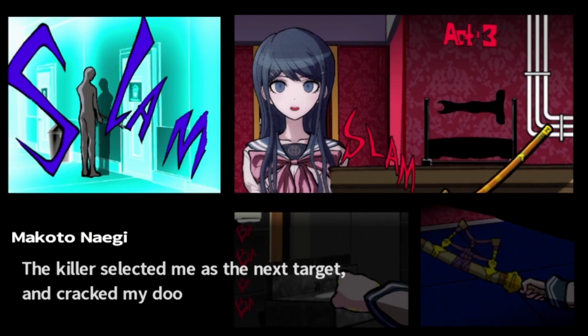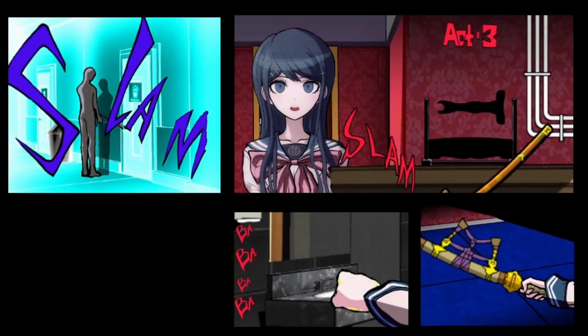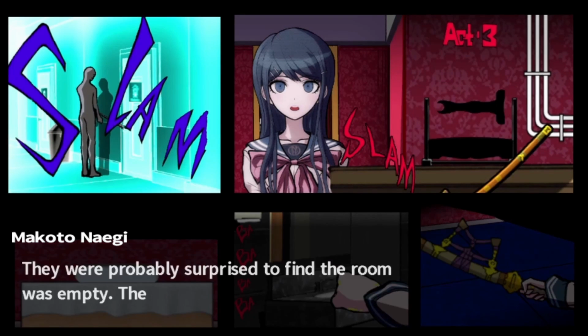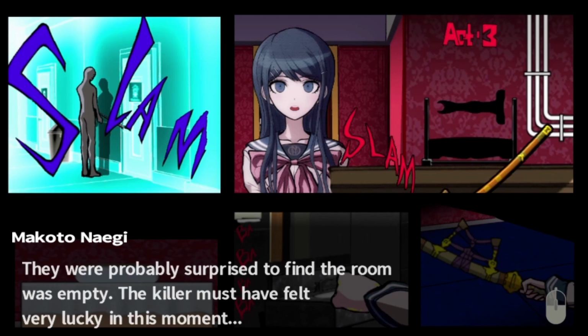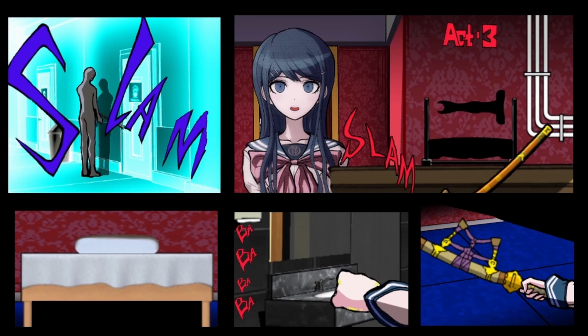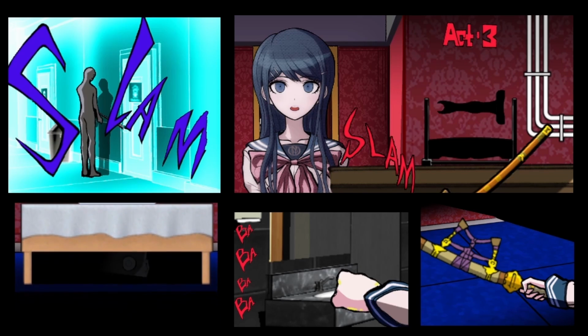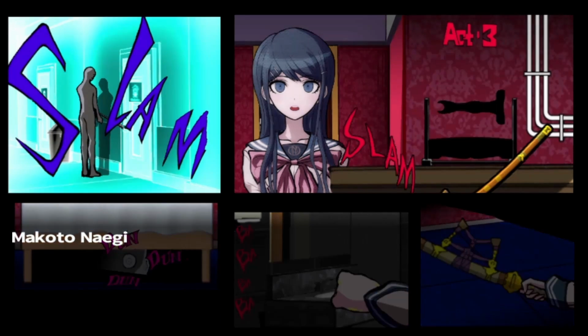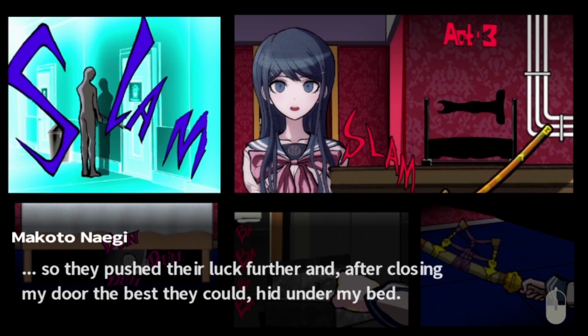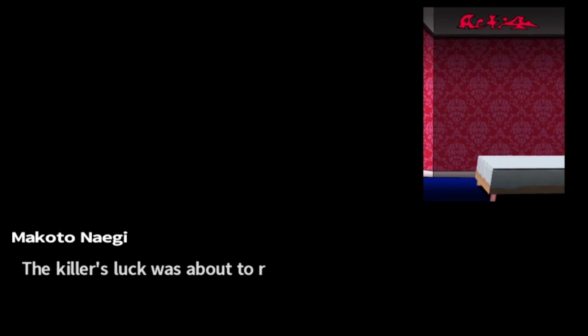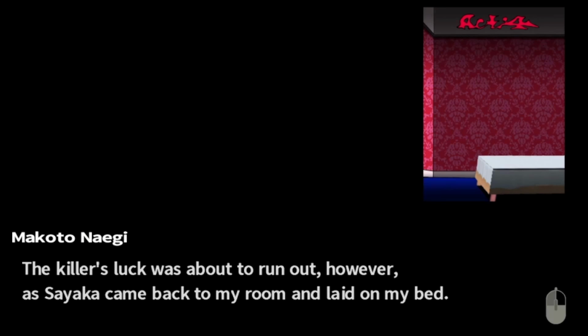The killer selected me as the next target, and cracked my door open with their crowbar. They were probably surprised to find the room was empty. The killer must have felt very lucky in this moment. So they pushed their luck further, and after closing my door the best they could, hid under my bed. The killer's luck was about to run out, however, as Sayaka came back to my room and laid on my bed.